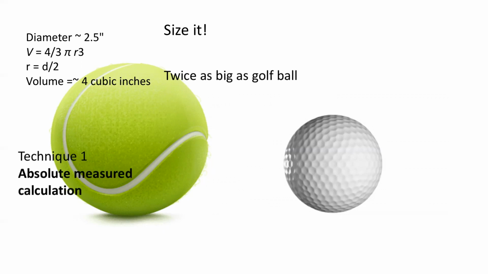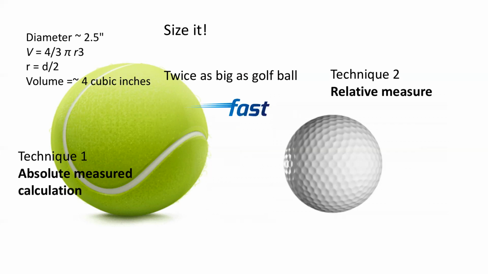So technique 1 is the absolute measured calculation by using the formula, putting in the values, and coming out with the exact cubic inches volume of a tennis ball. Technique 2 is a relative measure. You're telling tennis ball is twice as big as a golf ball. Now, let's see which of these two techniques is faster. So clearly, you were able to do a relative measure faster, right?